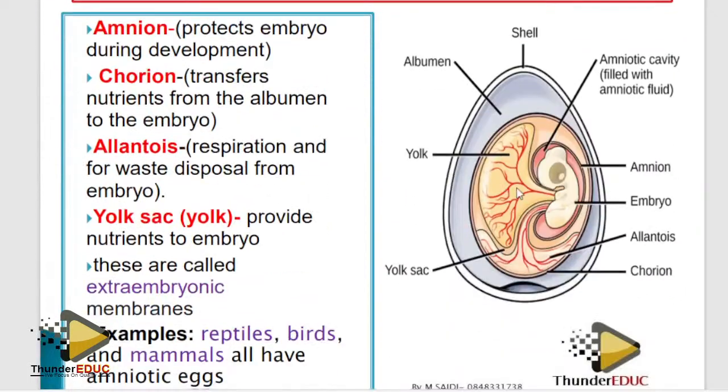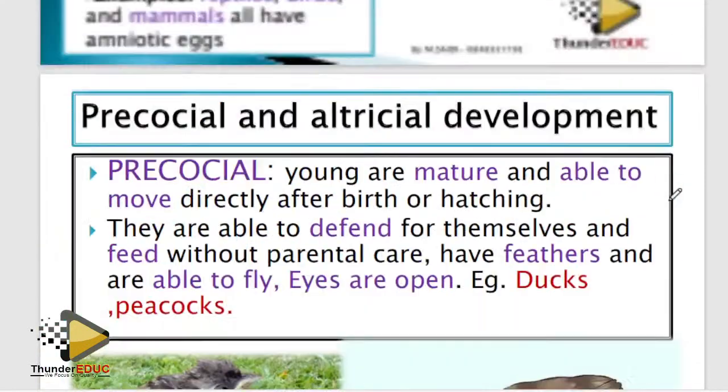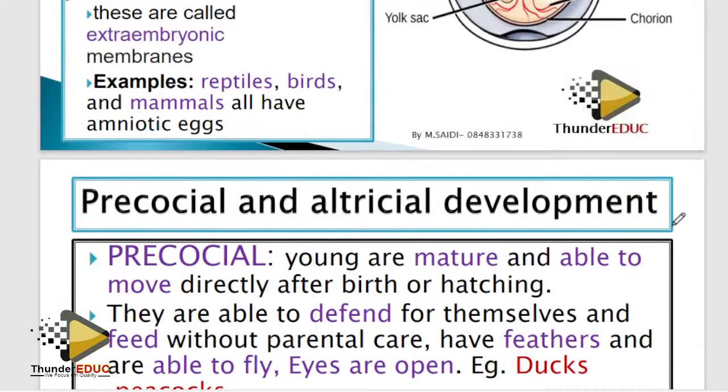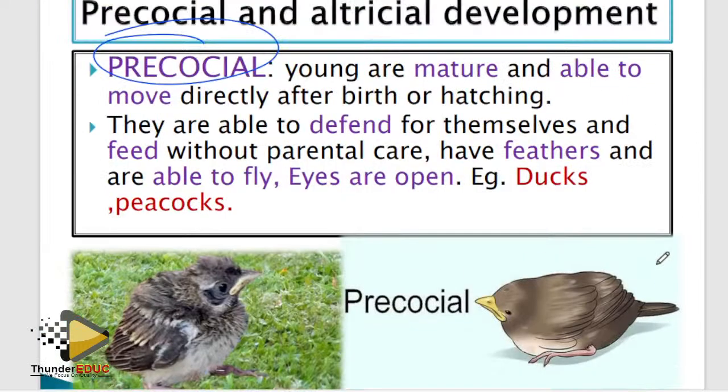The amniotic egg is rare to bring like this. In most cases, we bring terminologies, and then we ask you about these terminologies. Then you need to know precocial and altricial. Don't go to the paper without knowing precocial and altricial to differentiate the two.